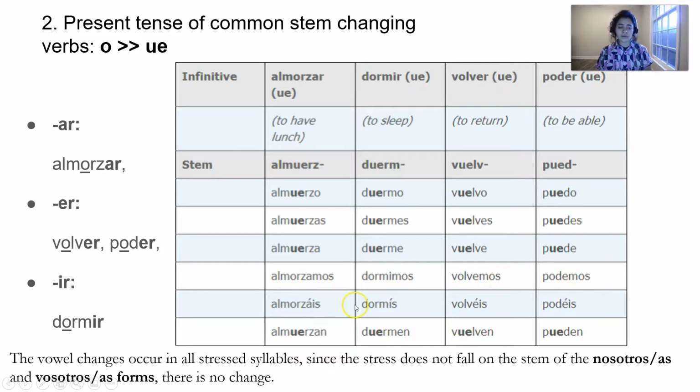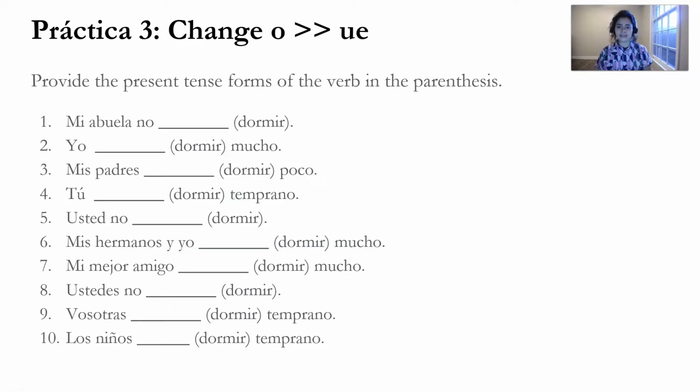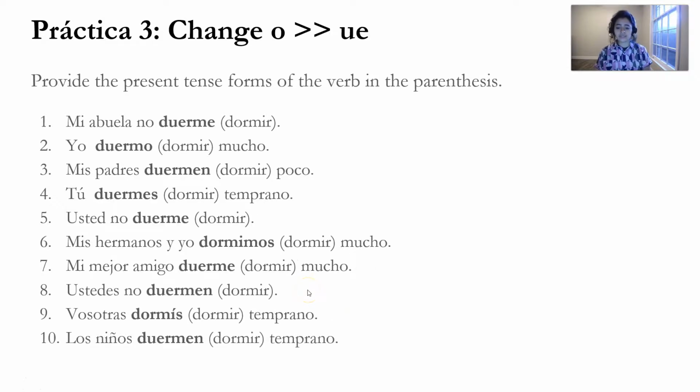We're gonna do an exercise. Provide the present tense forms of the verb in the parentheses. Again, it's the same verb and you have to conjugate it according to the subject. Remember that in the nosotros and vosotros form, the verb doesn't undergo any change. Here you can check your answers.